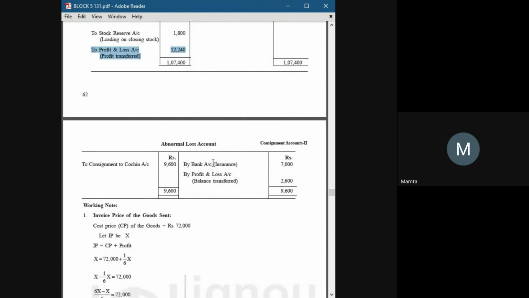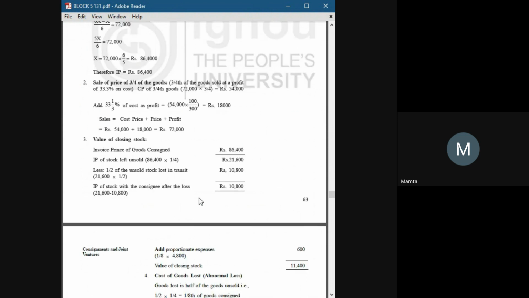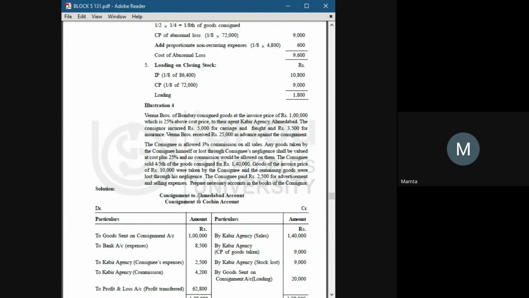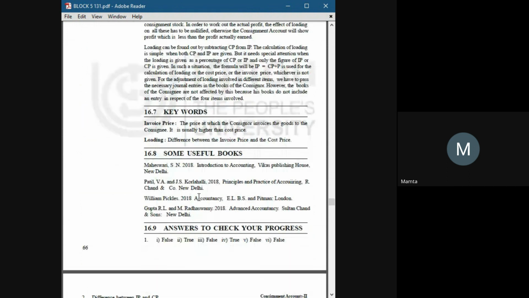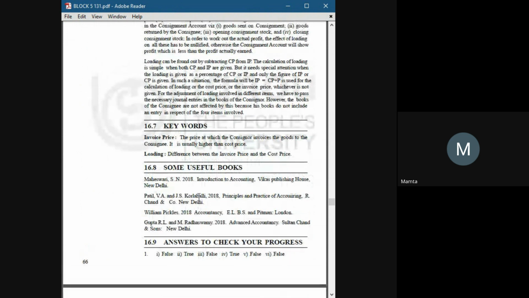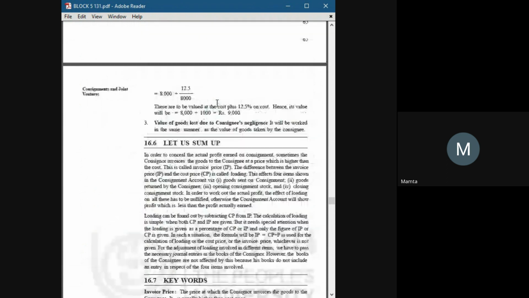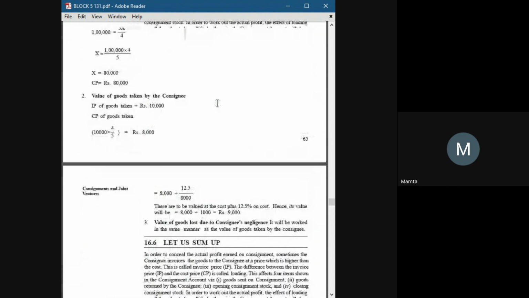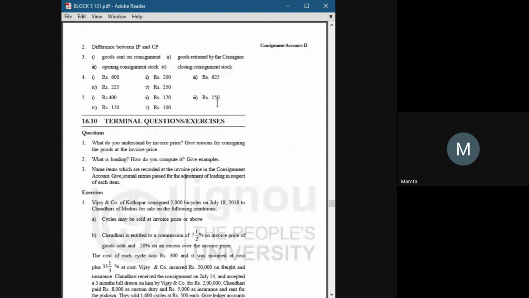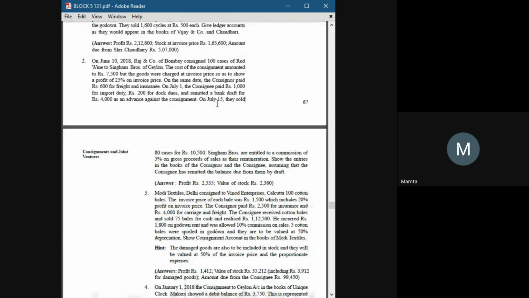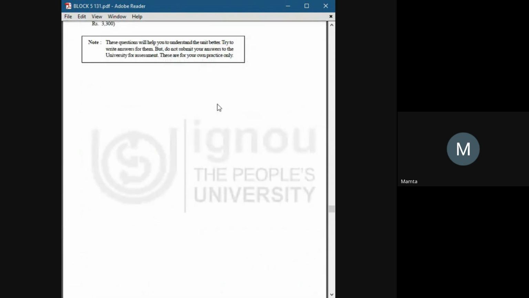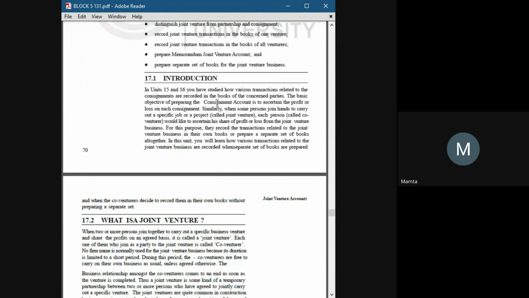This is the abnormal loss account. It's just simple. You just need to put the journal entries into the ledgers. That's how we create an account. And with the same, we have completed this unit as well. Now we will be moving toward the last unit of this block, which is joint venture accounts.